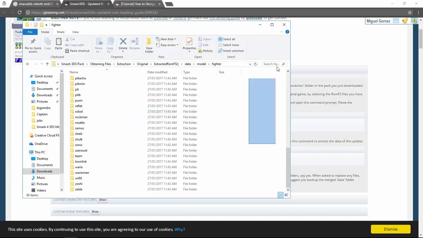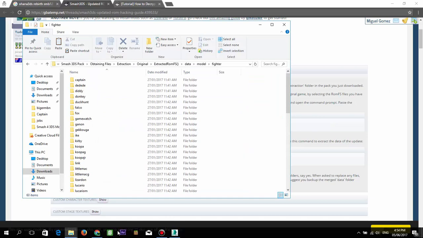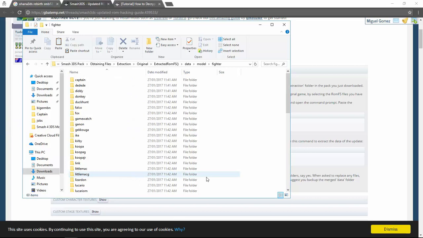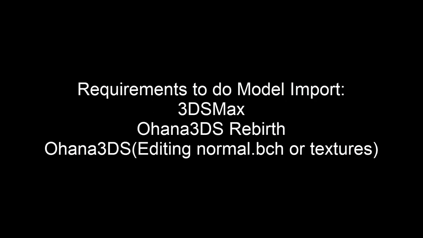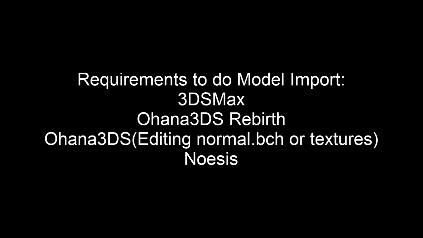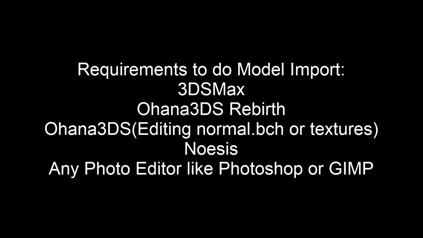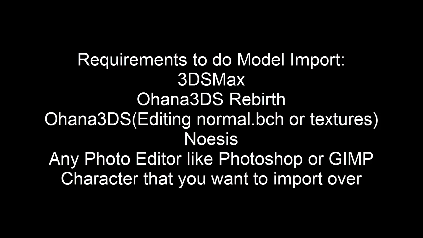So now we're finally finished dumping our Smash 3DS in just 10 minutes. Holy crap. Now, the next part is importing stuff. So, how to import? Here are the requirements: 3DS Max, Ohana3DS, specifically SMB123's Ohana3DS Rebirth. The next one is Noesis. Lastly, any photo editor like Photoshop, GIMP, or Paint.net. So anyways, without further ado, let's get started with the import.